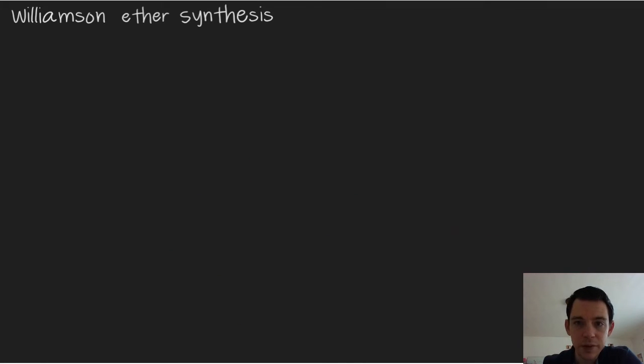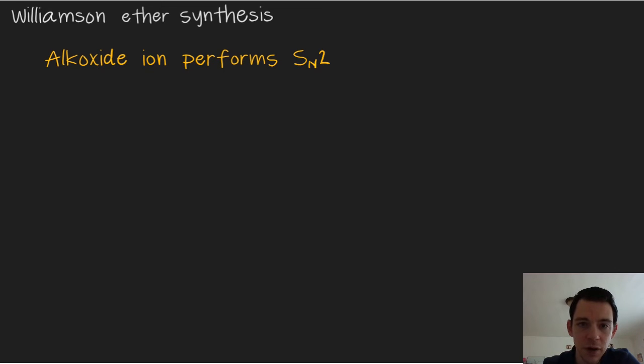A second way to make ethers, which we have actually done before, is called Williamson ether synthesis. This involves an alkoxide ion reacting directly with an alcohol to perform an SN2 reaction. And unlike intermolecular dehydration, this allows us to produce asymmetrical ethers because we can choose a nucleophilic alkoxide ion and a substrate alcohol. The alkoxide ion can be produced from an alcohol by reacting it with a strong base.